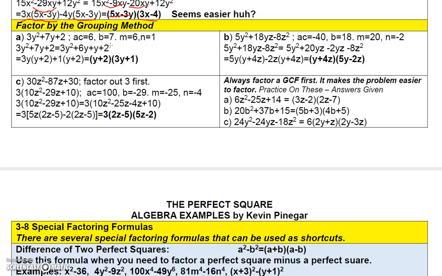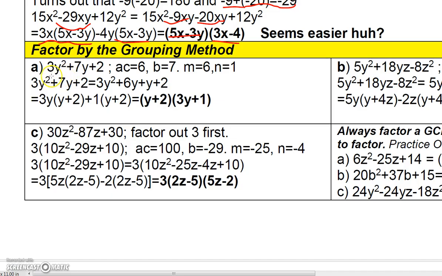Okay, so let's do some more by the grouping method. Let's say we want to factor 3y squared plus 7y plus 2. Well, since a is 3 and c is 2, we know that ac is 6, and we know the b term, the coefficient, is 7. So remember, we need two numbers whose product is 6 and whose sum is 7.